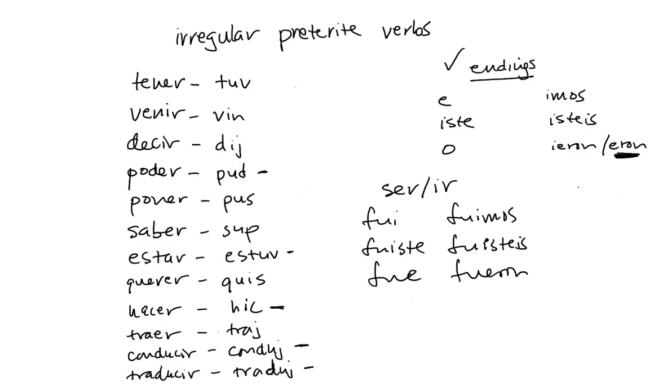Another important verb that's irregular in the preterite is dar, to give. That is di, diste, dio, dimos, disteis, dieron. So di, I gave, diste, you gave, dio, he gave, etc. Irregular forms in the preterite tense, the completed past.